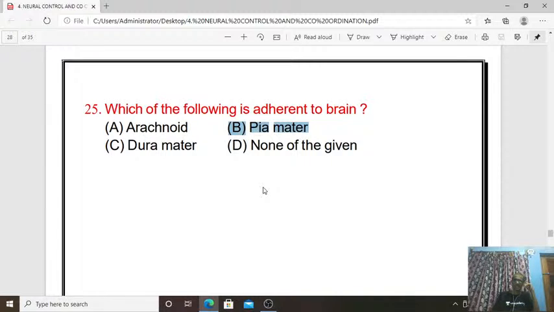It is not A. Arachnoid is the middle layer. Okay, Mahi, arachnoid is the middle layer. It is not A, it is B that is the right answer. There is a pia mater. Okay.